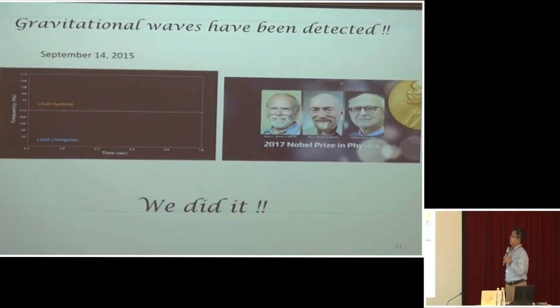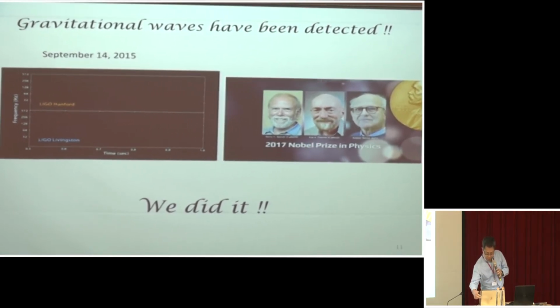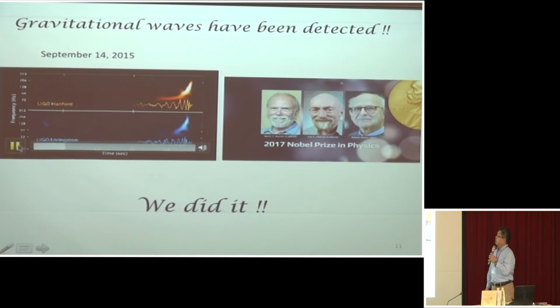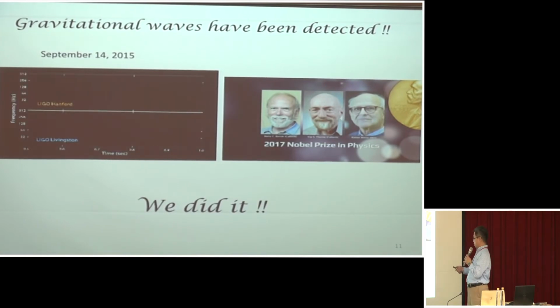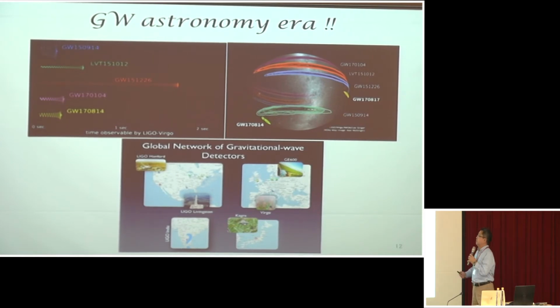So here, fortunately, in 2015, gravitational waves were discovered. Here, we have a clear chirp signal. And this year, these people got a Nobel Prize. And we have more events, at least 5. Now there are maybe 6 or 6.8, I'm not sure.